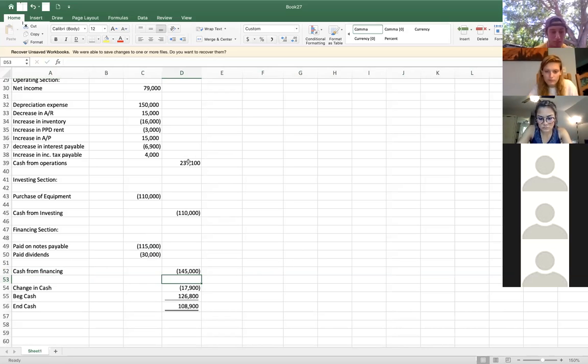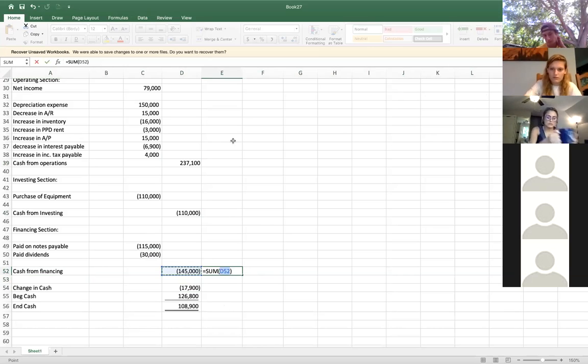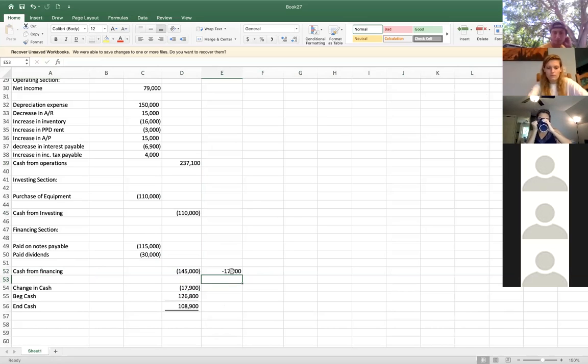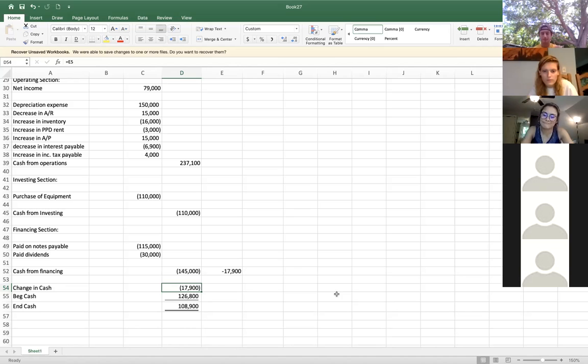Now I need for these three to equal delta cash. And let's see if they do. Negative 17,9, negative 17,9. Now's the time to party. Woohoo! It balanced. Raise the roof.